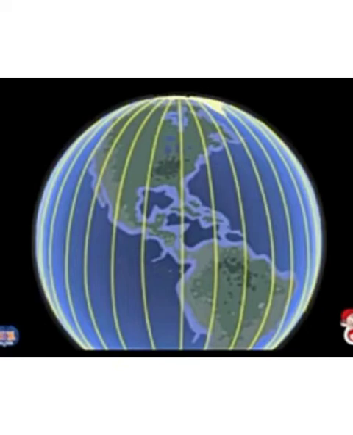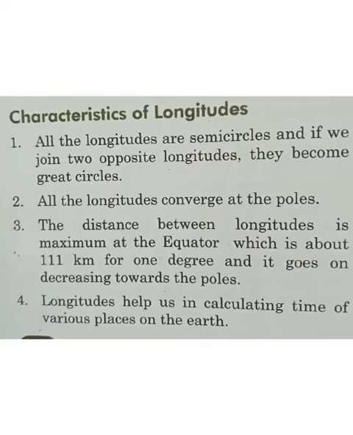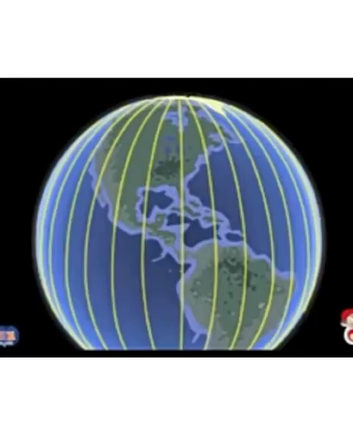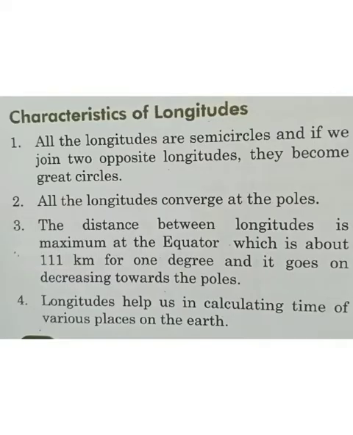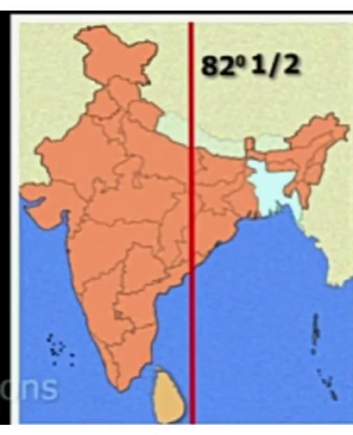Third, the distance between longitudes is maximum at the equator, which is about 111 km for 1 degree, and it goes on decreasing towards the poles. Fourth, longitudes help us in calculating the time of various places on the earth. And fifth, the local time of all the places on a given longitude remains the same.